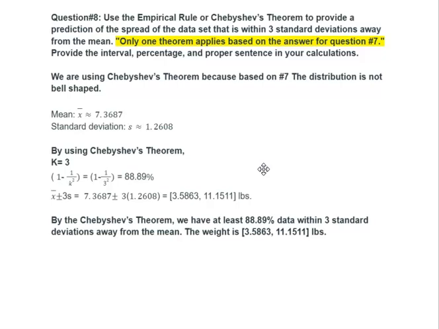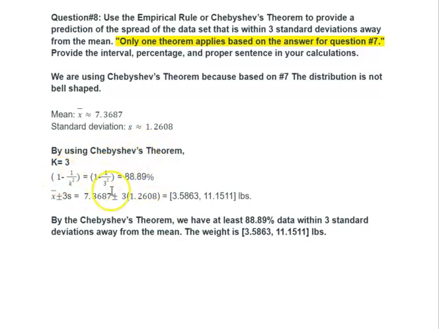For question 8, we are asked to either use empirical rule or Chebyshev's theorem to provide a prediction that is within 3 standard deviations away from the mean. Our distribution was not bell-shaped, so we used Chebyshev's theorem. From our previous calculations, we used our mean of approximately 7.3687 and our standard deviation of approximately 1.2608. These values were plugged into the Chebyshev's formula.